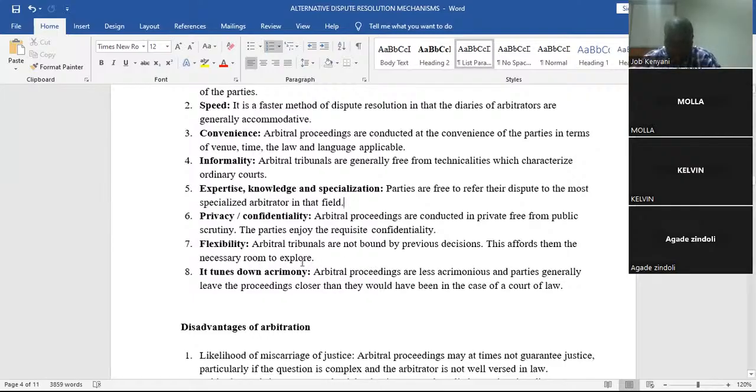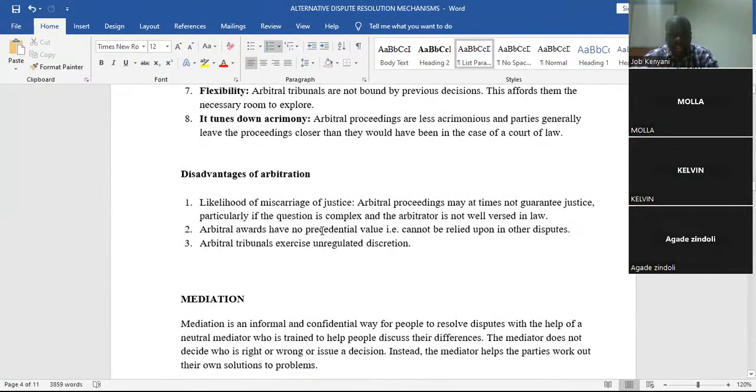So what are the disadvantages? Likelihood of miscarriage of justice. Arbitral proceedings may at times not guarantee justice, particularly if the question is complex and the arbitrator is not well versed in law. That's what you are saying. Sometimes there's the disadvantage of misapplication or misinterpretation of the law.